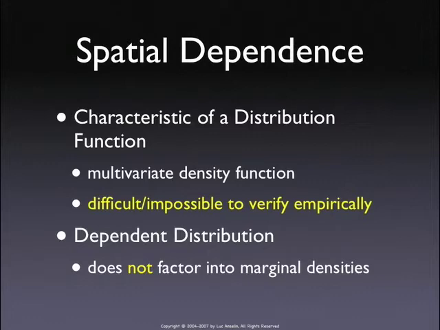We start with spatial dependence, which is the most formal one. If you remember when we talked about the concept of stationarity, we were really thinking about a property of a multivariate joint distribution.